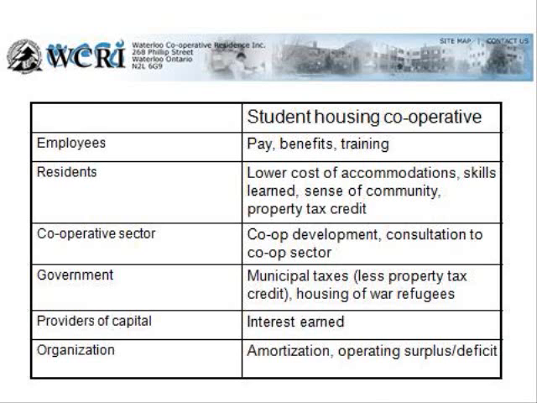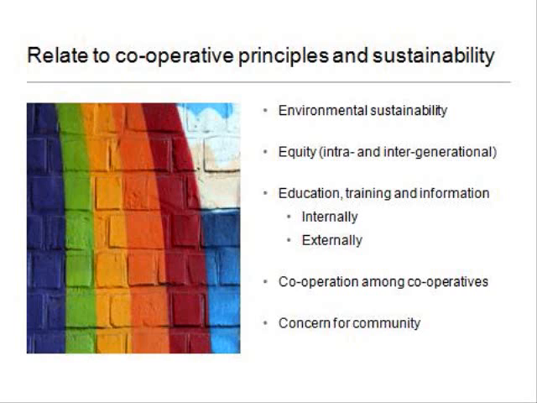Other aspects you might want to think about in developing a social accounting model, and again, you're thinking about what kind of behaviors you want to promote and what we are working towards. You might think about areas such as environmental sustainability, equity, which would be both intra- and intergenerational, education, training and information, cooperation among cooperatives, and concern for community. And these, again, you can relate back to the cooperative principles and use as a framework for guiding what you include in your social accounting model.